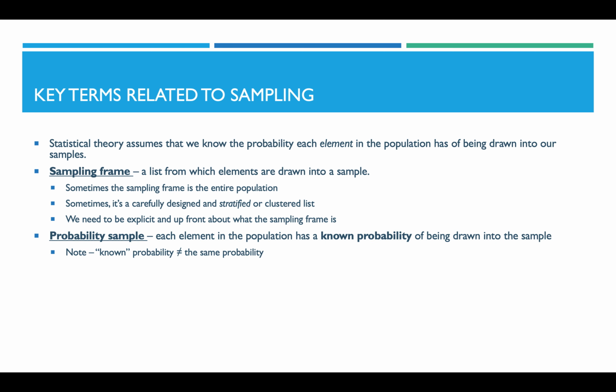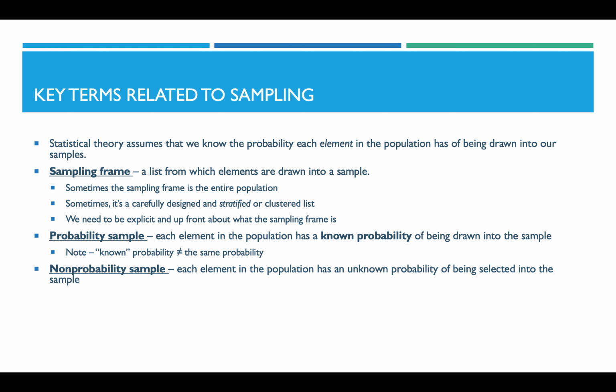The next term is what we call a probability sample. All this means is that each element in the population has some known probability of being drawn into our sample. And I've got the note here that known probability does not mean that each element has the same probability of being selected. It just means that if it's different, we know what it is. And these are different from what we call non-probability samples, which are the opposites. These are just samples in which each element in the population has some unknown probability of being selected into our sample.